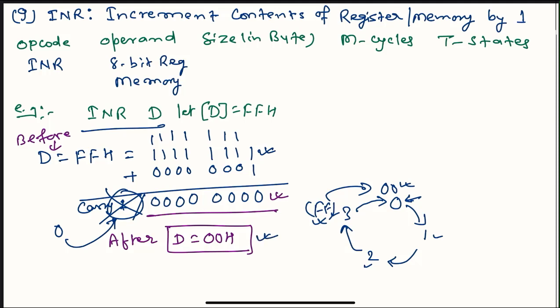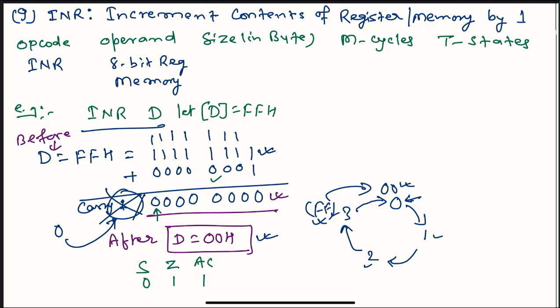And here, how will these flags be changing? If you find out here, this sign bit is 0, so the sign flag will be 0. Then this entire 8-bit result is 0, so the zero flag will be set here. Now, if you see the auxiliary carry, it has been generated from this 4th stage, so the auxiliary carry will be 1 here.